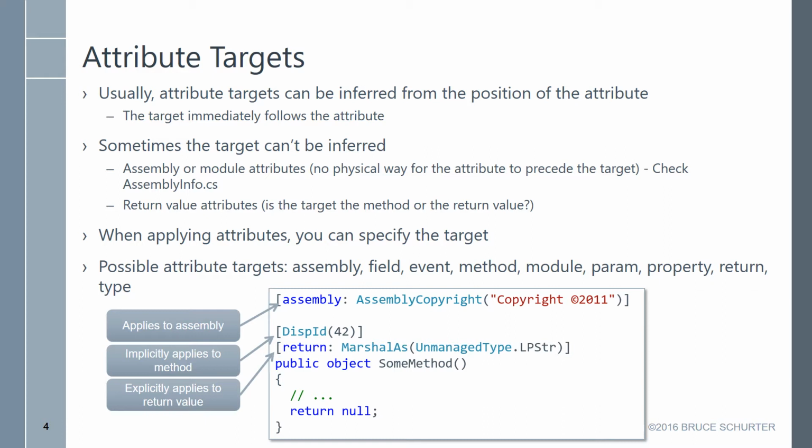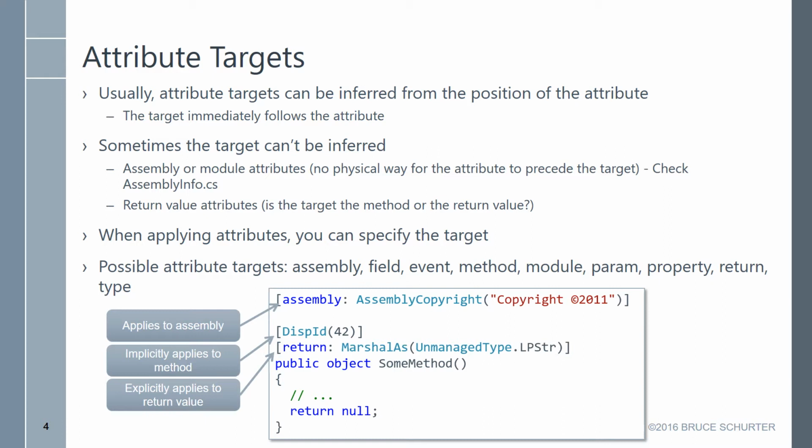So usually attribute targets can be inferred from the position of the attribute. As I've mentioned before, it's typically the thing that immediately follows the attribute. However, sometimes you cannot implicitly determine what the target of an attribute is. For instance, assembly attributes. The assembly attributes have really nothing physical for you to attach the attribute to.